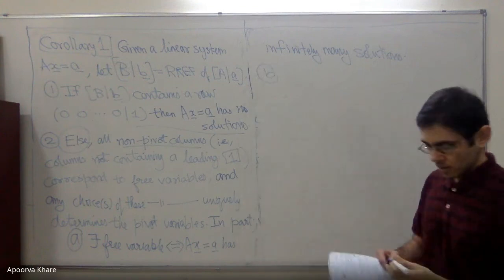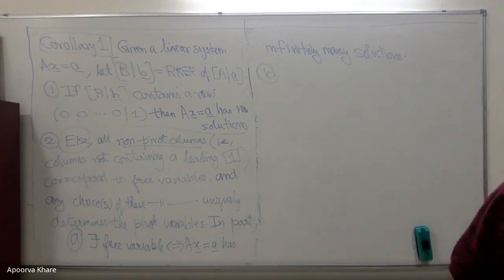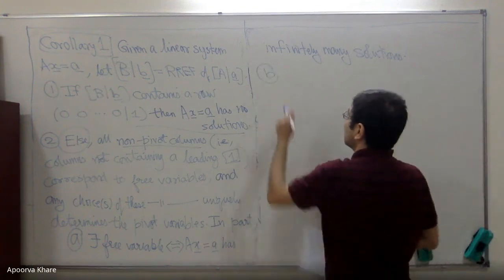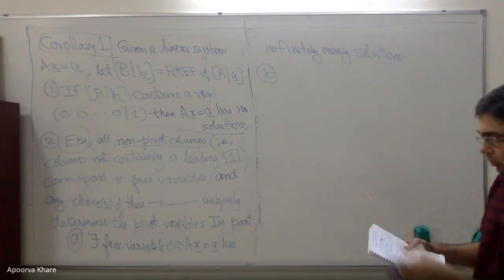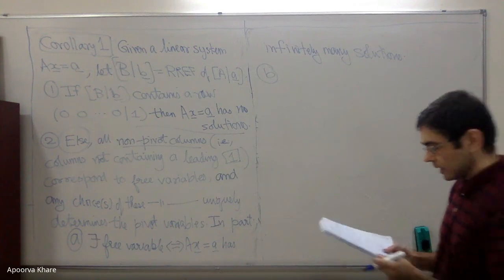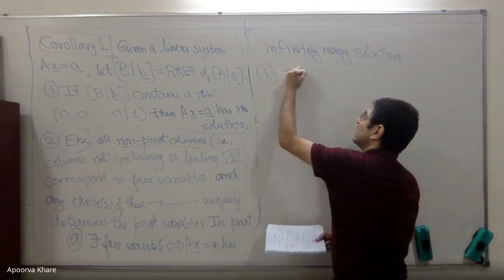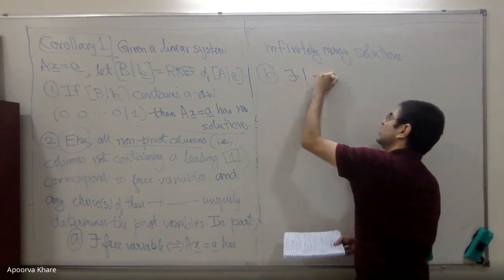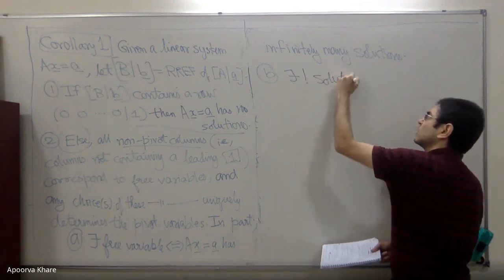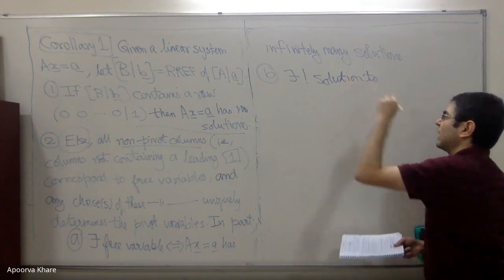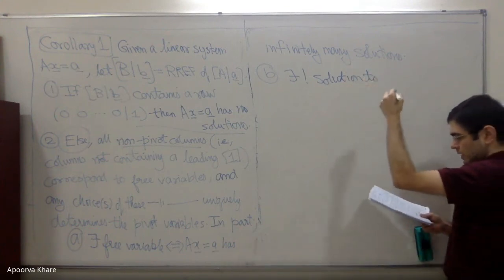Okay, part B. And when is there a unique solution? Well, that's just if and only if that doesn't happen. So conversely, there is a unique solution (this is the symbol for unique, exclamation mark) to AX equals B, or BX equals B.